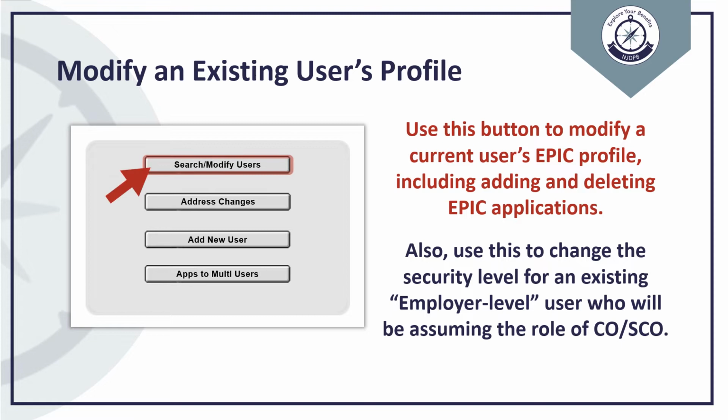The Search Modify Users button is used to make changes to an existing Epic user's account. With this feature, you will be able to add or delete applications for a current user or modify their personal data like their title, telephone number, or email address. You can also use this feature to change the security level of an existing employer-level user who will be assuming the role of CO or SCO.